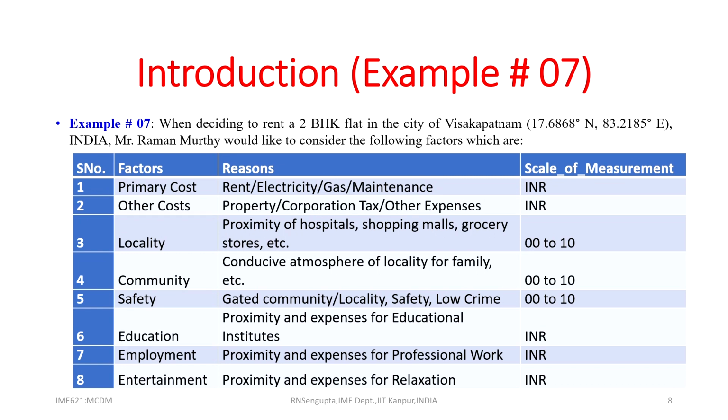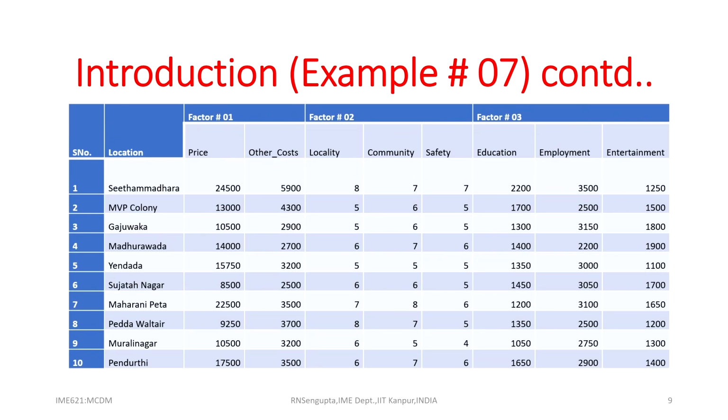The scale of measurement for these 8 factors is as follows: the first 2, primary cost and other cost, are in Indian rupees. The last 3, education, employment and entertainment, are again in Indian rupees, while locality, community and safety are given on a scale of 0 to 10. If I consider a few logical values applicable for the city of Visakhapatnam, the localities are given. I am considering the so-called top 10 localities, which are Sitamadhara, MVP Colony, Gajuwaka, Madhuravada and so on, up to Pendurutti.